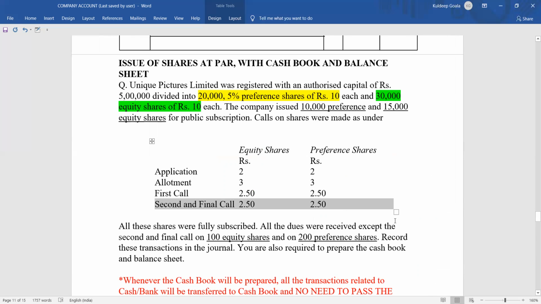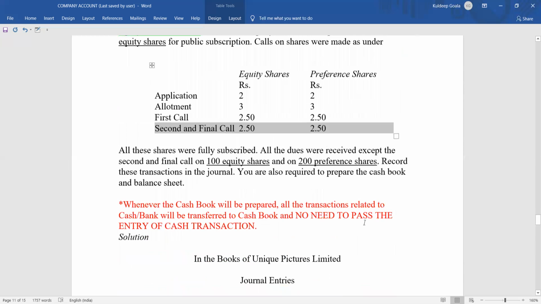Okay, so the journal entry will be like this: equity share second and final call account debit. How much? 15,000 into 2.5, so it will be 37,500. Then 5% preference share second and final call account debit 10,000 into 2.5, 25,000. To equity share capital account 37,500, to 5% preference share capital account 25,000.